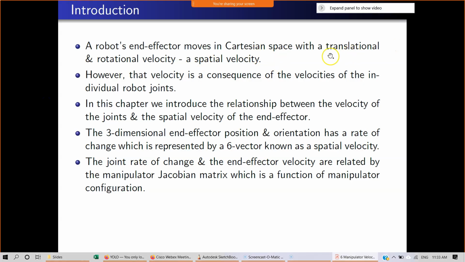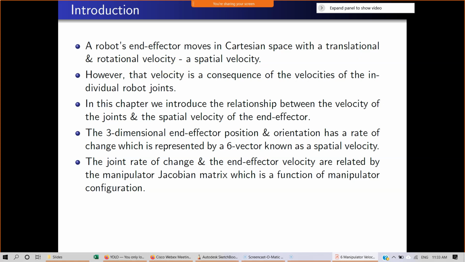Right. So that combination of translational and rotational velocity is what we call a spatial velocity. So from now on, when I say spatial velocity, you have to know that I'm talking about the combination of translational and rotational velocity.